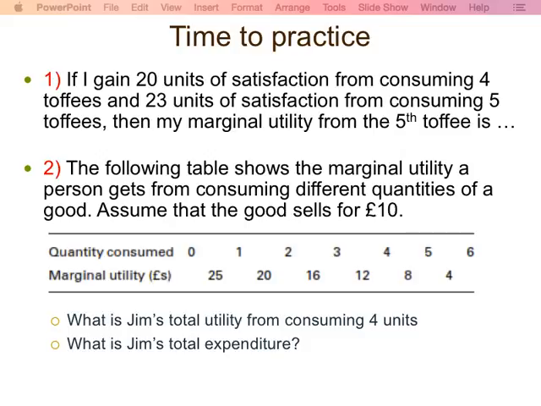Now, what is the total expenditure? 40? Yeah. That's because he's paying 10 pounds per unit. So when he buys 4 units, he pays £40 expenditure. So he gets £73 worth of satisfaction from £40 worth of market value of the good, yeah? So he's getting value for money.